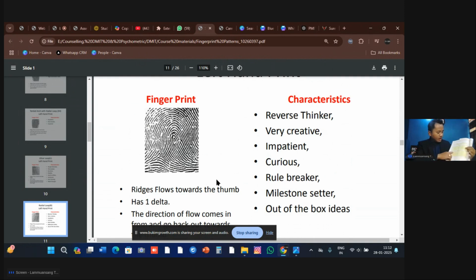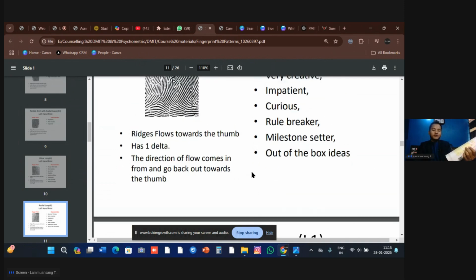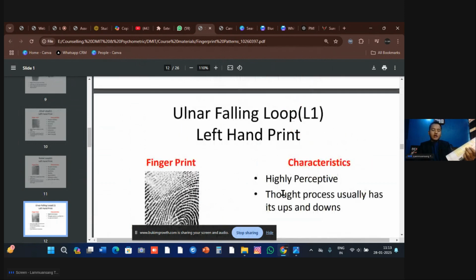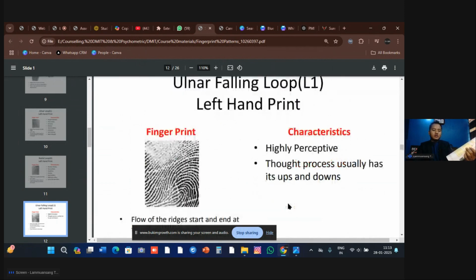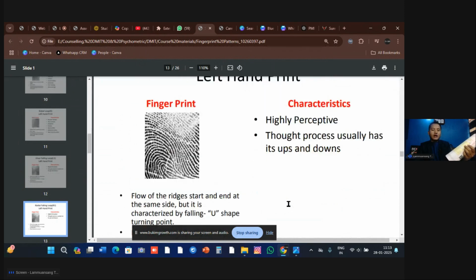See, what I'm talking about is the reverse method. If your client has this L1 or R1, this person will become higher, reverse method, because these go against the rule. Go against rule, L1. Highly perceptive, as usual. This L1 and R1.